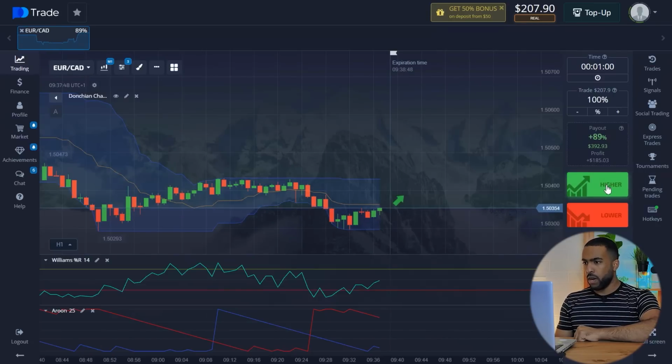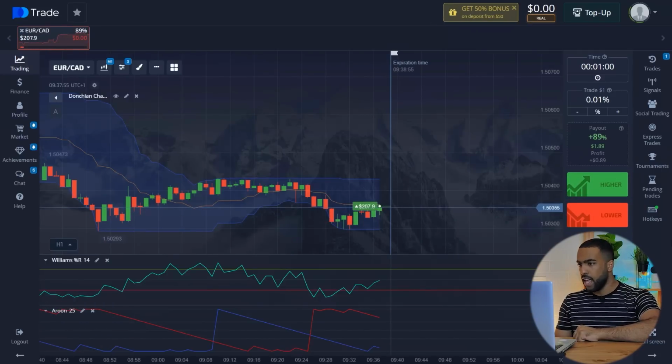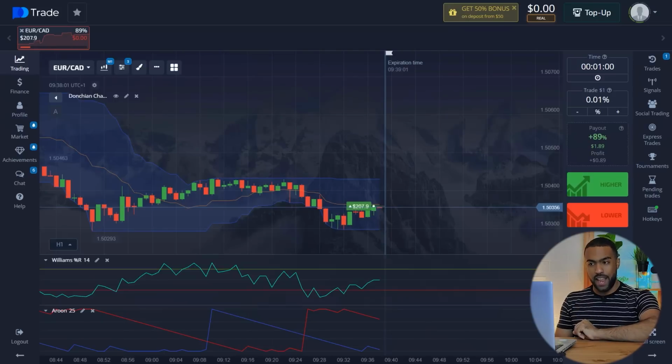And seeing the rise of the Williams line, I'm going to make an up trade for 1 minute, 100% of my balance. This movement of the Williams indicator gave me a signal about a possible increase in price, and I did not miss the chance. And let's continue our conversation.